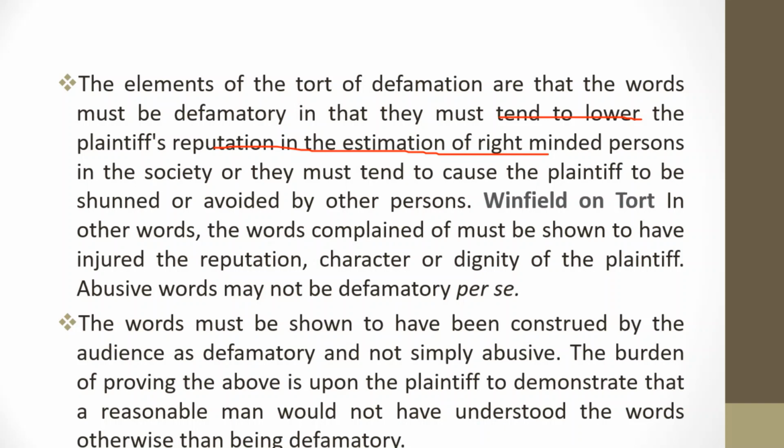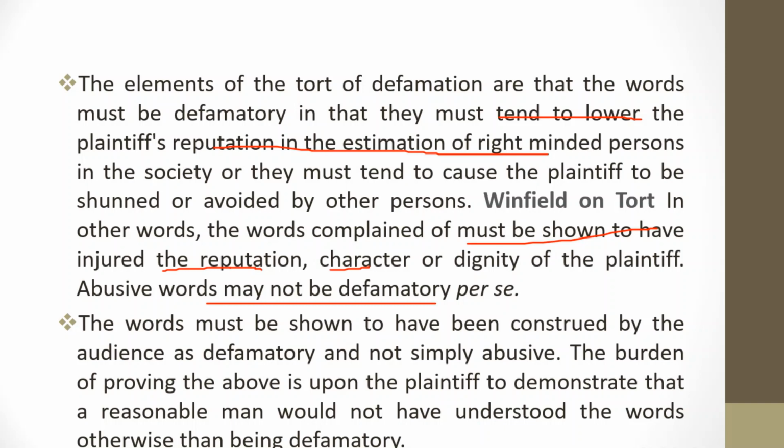I no longer respect you, and I can even avoid you because of the statement that was said about you. So in other words, what I'm trying to say here is that the words complained of must be shown to have injured the person's reputation and character. This goes to show that abusive words may not actually be defamatory, meaning that just because I'm abusing you, it does not necessarily mean that people are going to see you with a lower reputation in society. So abusive words may not be defamatory on face value.